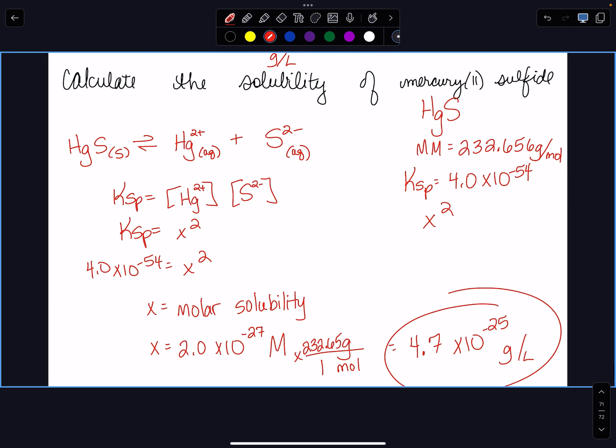Okay, what do you think would happen? Like this is the solubility of mercury 2 sulfide. That means if I have a liter of water, I could get 4.7 times 10 to the minus 25 grams to dissolve. I mean, we could not even measure that, right? It's very insoluble. But that's the solubility. When I say calculate the solubility of mercury 2 sulfide, that's when we're putting it in water. Everything we've done so far is calculating the solubility of it in water.